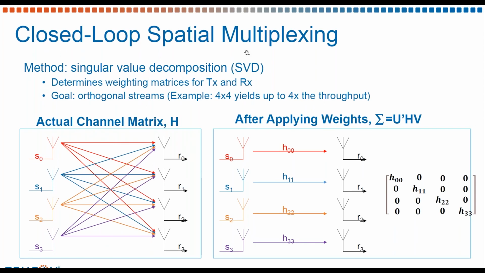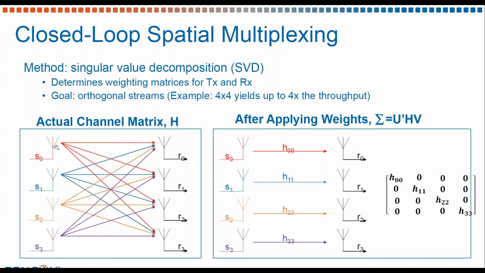Lastly, we do also provide closed loop spatial multiplexing, and this is using singular value decomposition. So this actually determines the weighting matrices for the transmitter and receiver with the goal of creating orthogonal streams. And so what this allows us to do is identify exclusive subchannels between elements of these arrays and therefore increase the overall throughput.